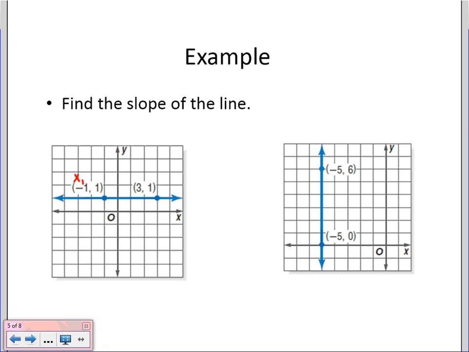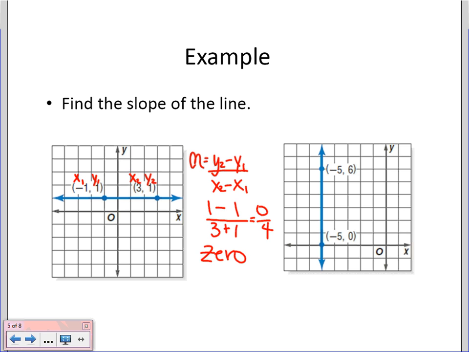So this one will be x1, y1, x2, y2. I'm going to plug into m equals y2 minus y1 over x2 minus x1. And from here, y2 is 1 minus 1 over 3 minus a plus 1, or 3 minus a -1. And this is 0 over 4. Now 0 over 4 we talked about being 0. It has a 0 slope. So you can always remember that a horizontal line has a 0 slope.